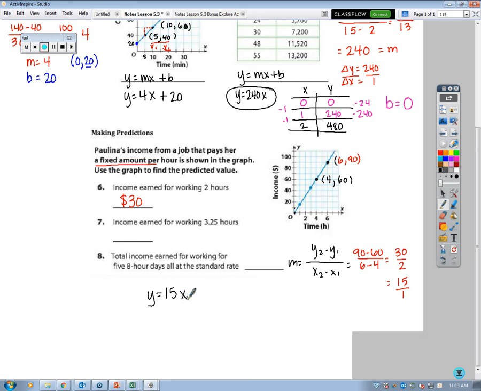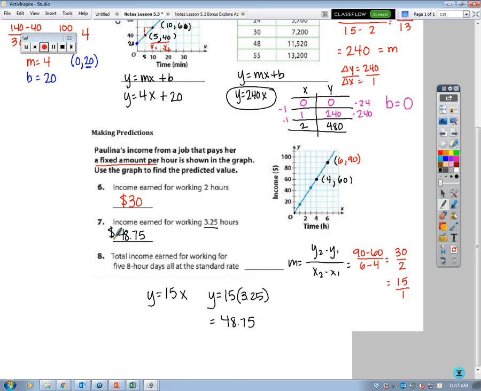So what we're going to do is plug in the number of hours that she works, 3.25, and we're going to have y equals 15 times 3.25, which is going to give us our total value for 3.25 hours. So 15 times 3.25 gives us 48.75. So in 3.25 hours, she makes $48.75. And again, make sure you're using that dollar sign because we're talking about money.